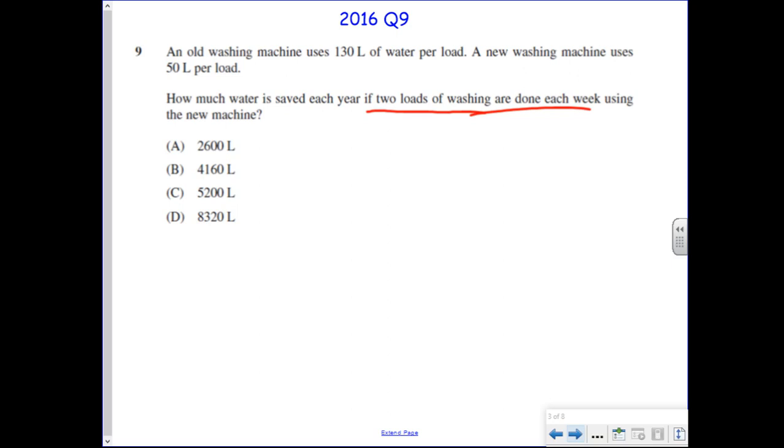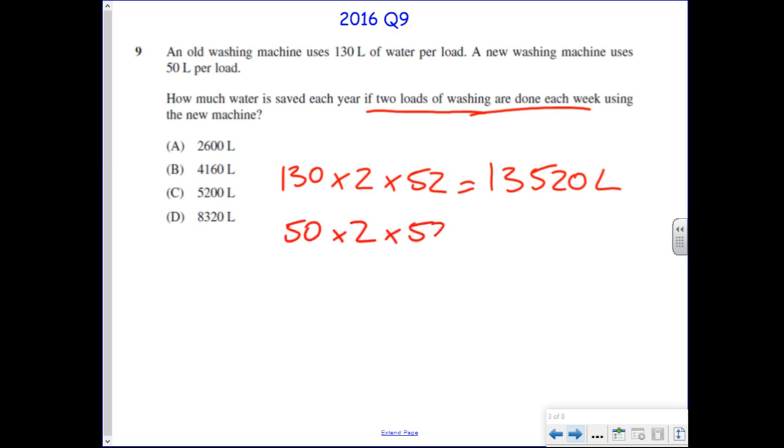So what I'm going to do, there's 2 ways of doing this. I could find the difference, which is 80 litres, and then find how much water would be used in that 80 litres. What I'm going to do instead is find how much water is used with 130 litres. And then we're doing 2 loads every week, so we're going to do times by 2 and times by 52, because there's 52 weeks in a year, which gives you 13,520 litres. Alright, so that's how much water is used in a year for that older machine. And for the newer machine, we'll do 50 times 2 times 52, which equals 5,200 litres.